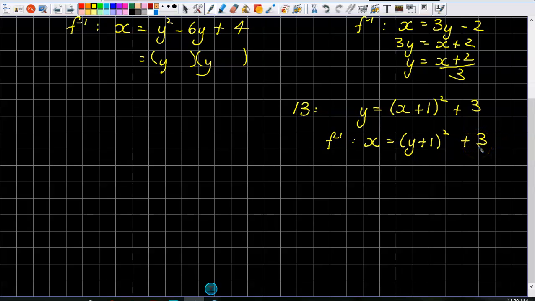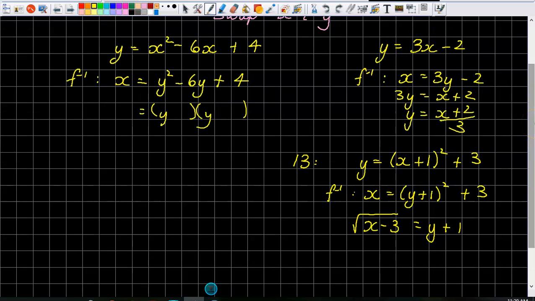And you go, no worries, I can get y by itself because the 3 comes over the other side. That equals y plus 1 squared. To get rid of the squared, I will square root. And to get rid of the plus 1, you take 1. It works. But what's the problem when I've got it like this? I've switched my x's and y's, but I've got too many y's. So what is the thing that you have to do?